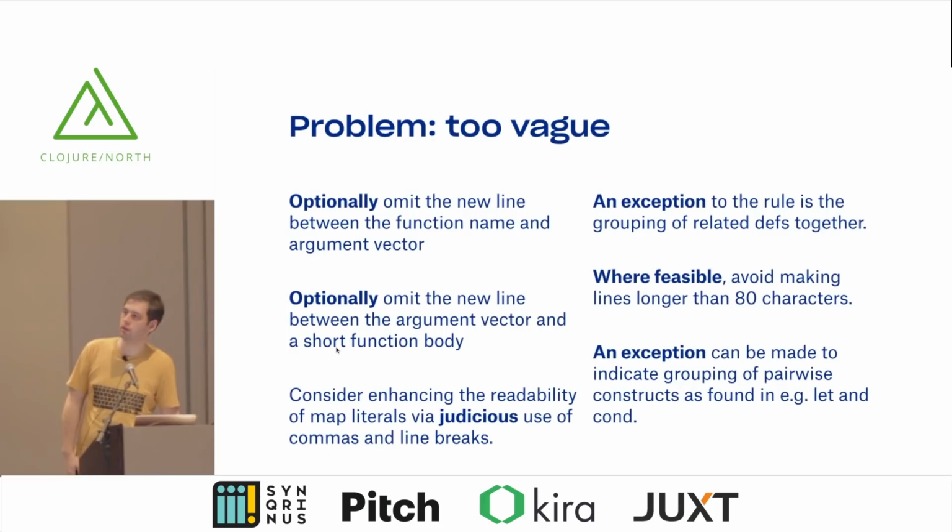The problem with the Clojure Style Guide is that it's a bit too vague, right? It has words like optionally, exception, where feasible, and stuff like this. So it's a good thing for people to read this and then make their own judgment. It's fine, I guess, but it won't work as a default format tool, right? It has to be programmable.